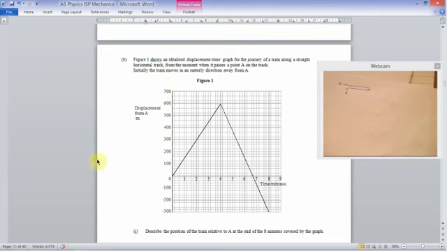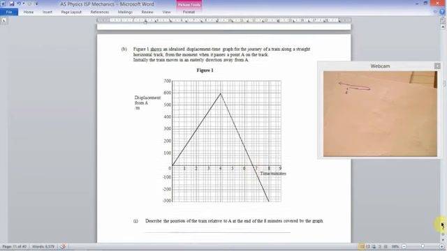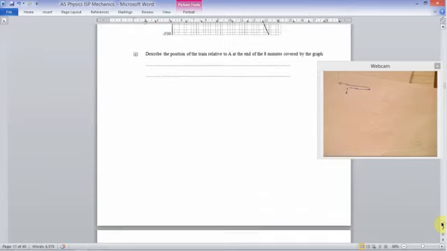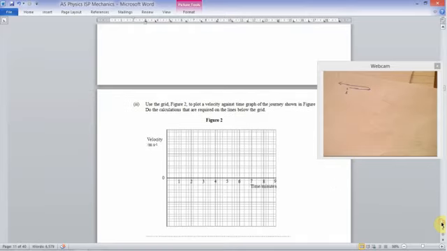So describe the position of the train relative to A at the end of the 8 minutes covered by the graph. So if it originally went in the easterly direction, now it's going in the westerly direction as it comes down. So it's 300 meters west. Okay, so 2 marks, one for the magnitude, one for the direction.